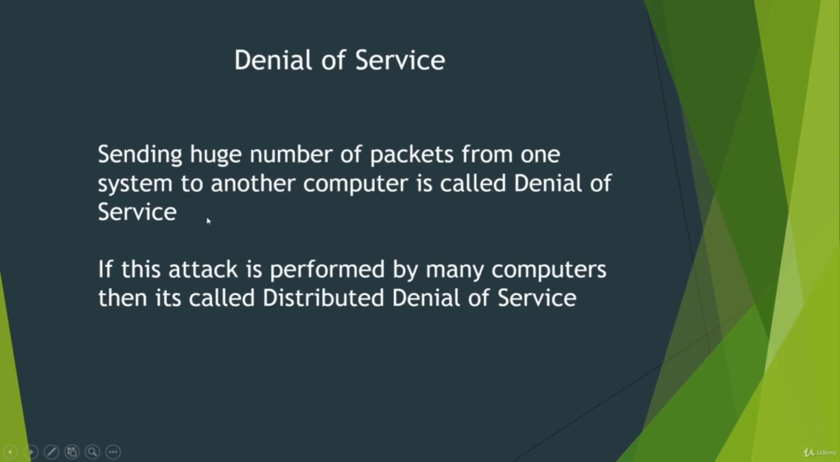Sometimes, even on a website like Amazon during the Big Billion Days, you can see that the website is slow or crashed. It's because a lot of traffic is coming to the server. If this attack is performed by many computers, then it's called distributed denial of service. That means a normal denial of service involves sending huge packets from only one computer, but if it is performed from many other computers, then it is called distributed denial of service.